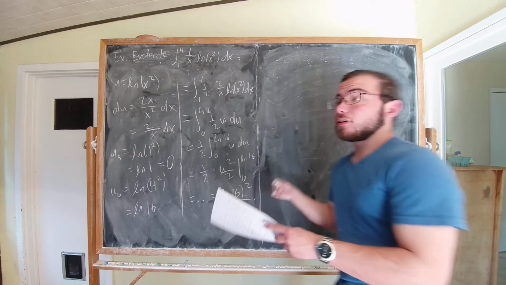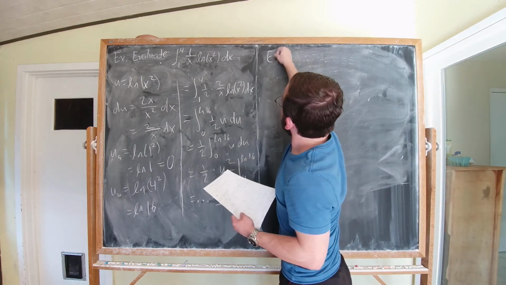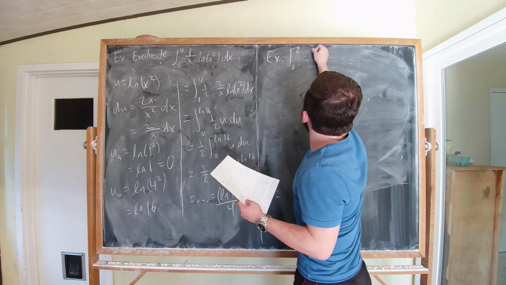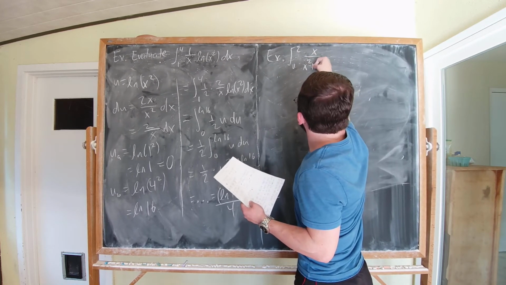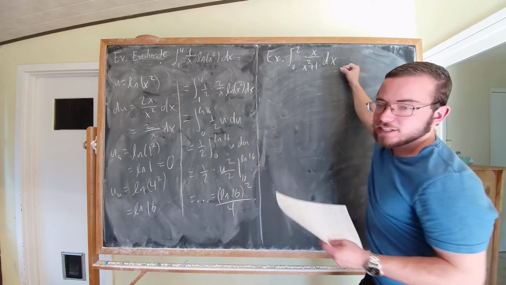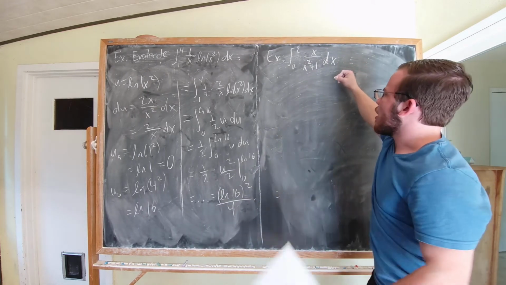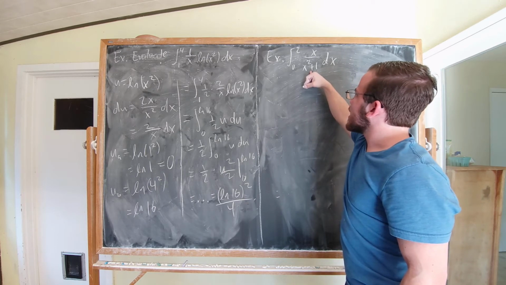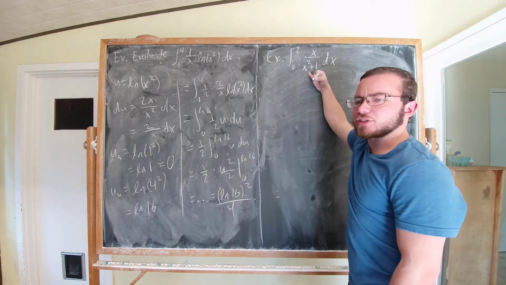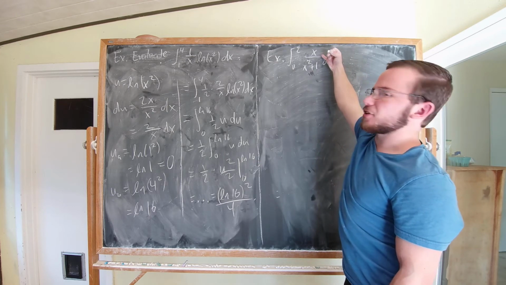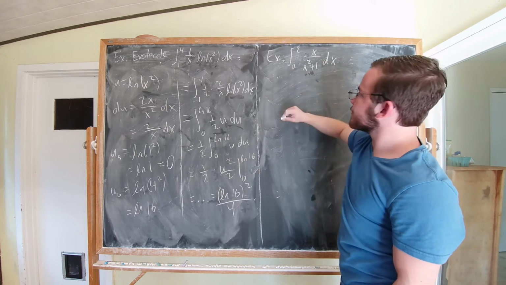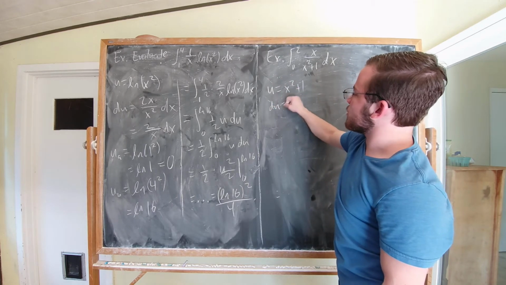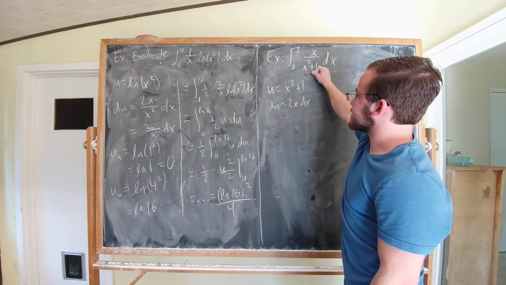For our next example, let's do the integral from 0 to 2 of x divided by x squared plus 1 dx. Alright? We have something on the bottom, and then the derivative of x squared plus 1 is 2x, so we have something close to that on top. That's probably a good use of u-substitution. So if we let u equal x squared plus 1, then du would equal 2x dx. Yes, it's all coming together.